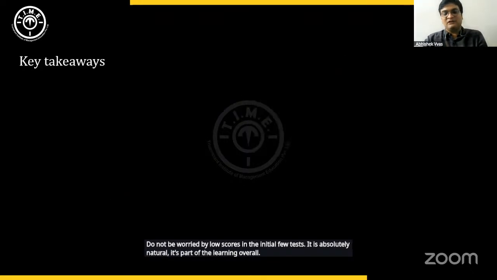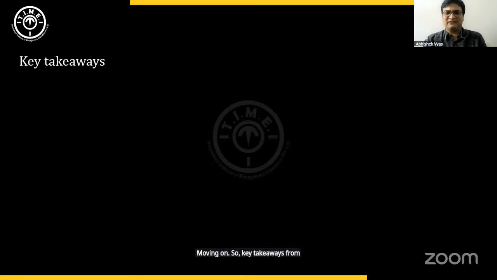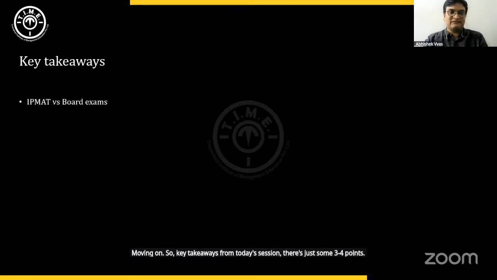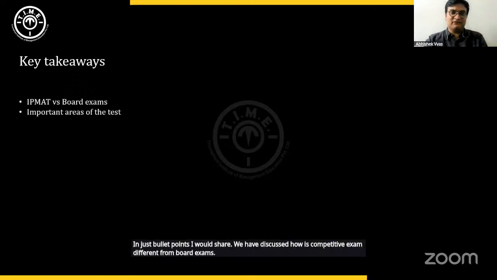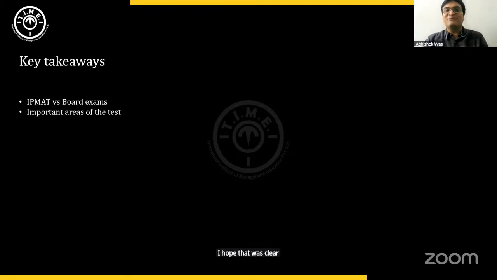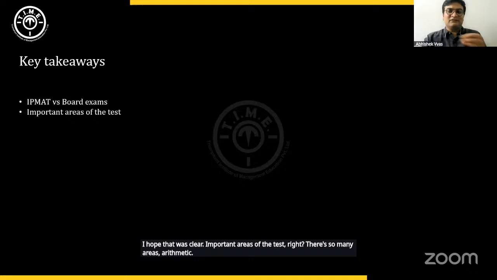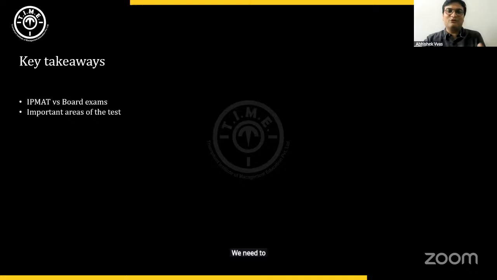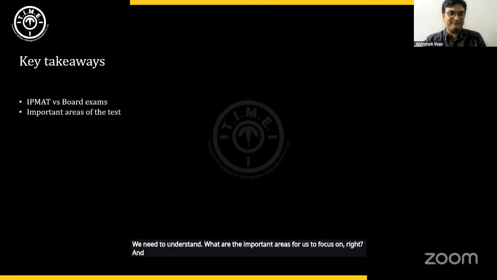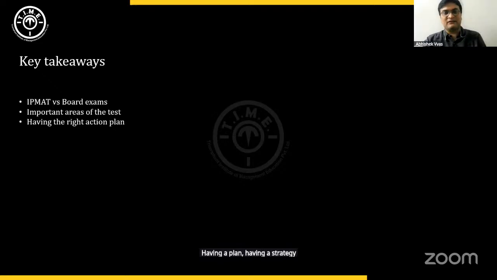Moving on, key takeaways from today's session. There are just 3-4 points, in bullet points, I would share. We have discussed how a competitive exam is different from board exams. I hope that was clear. Important areas of the test, right? There are so many areas, arithmetic, algebra, and all. We need to understand what the important areas are for us to focus on and prepare. Having a plan, having a strategy is always advisable.